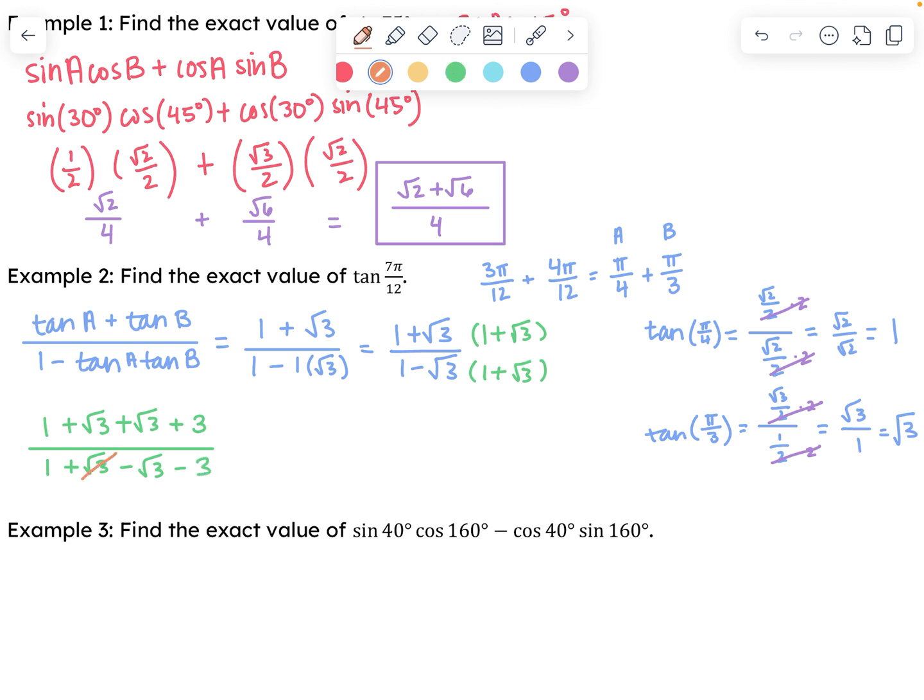So right here on the bottom, those cancel out. On the top, 1 plus 3 is going to give me 4 plus 2 square roots of 3. On the bottom, 1 minus 3 is negative 2. And then I can still keep simplifying that because 4 divides by negative 2, and this 2 in front of the square root of 3 divides by negative 2. The 4 divided by negative 2 is going to give me negative 2, and that 2 root 3 divided by negative 2 is going to give me a negative root 3. And there's my answer: negative 2 minus root 3.